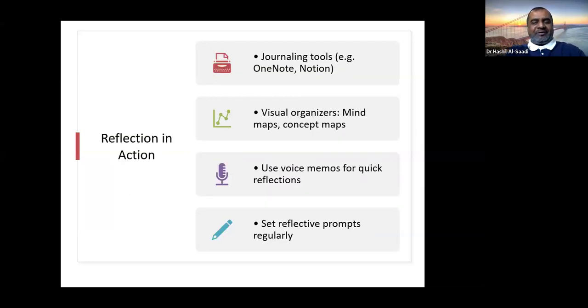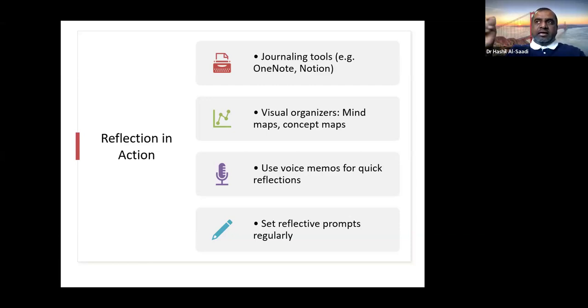All right, let's look at this slide on reflection and action. Let's talk about how you could put your reflection into action. So what can you do? You can use journaling tools like OneNote. You can use Notion, for example. There are so many tools available for your journaling and your reflection. You can also use visual organizers like mind maps, concept maps, and so on.